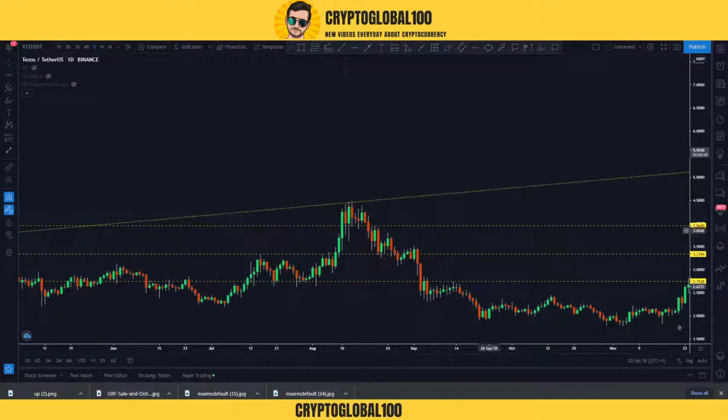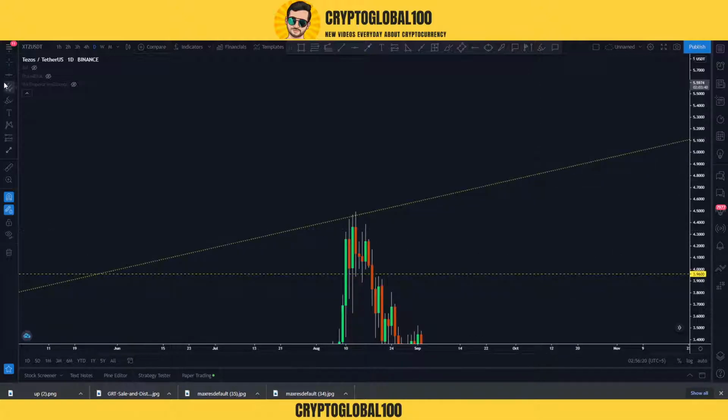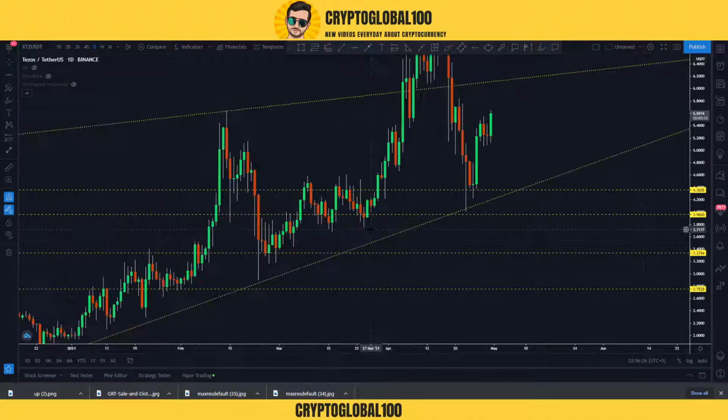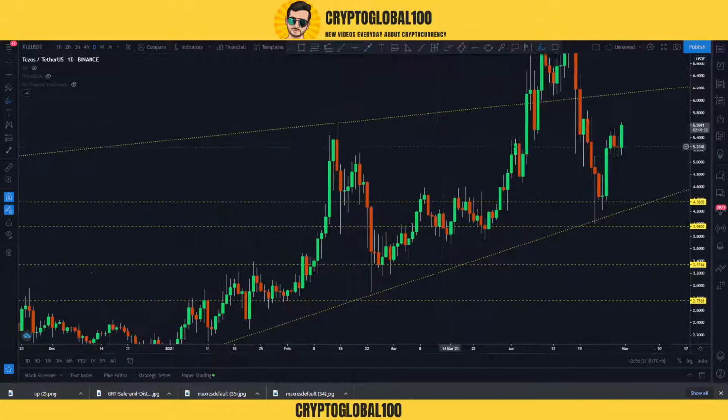I missed that swing high. Let me draw this one as well. This one would be a perfect zone as well. You see how perfectly this level was also tested here. See here, the level was perfectly retested.